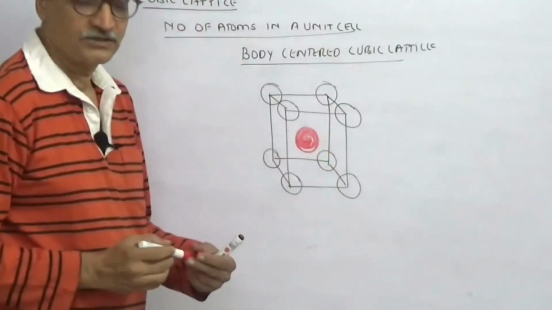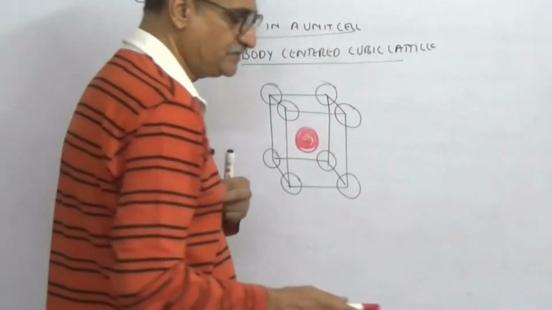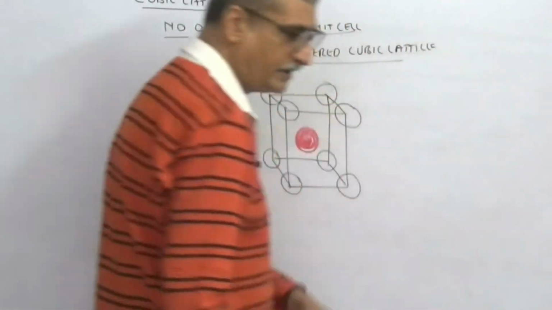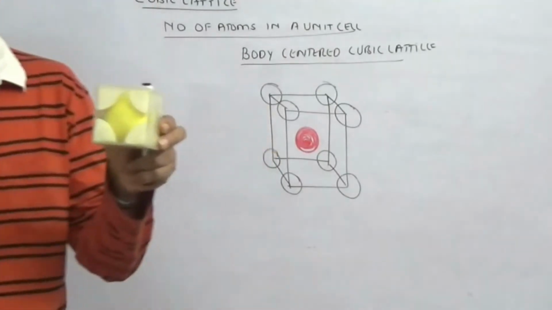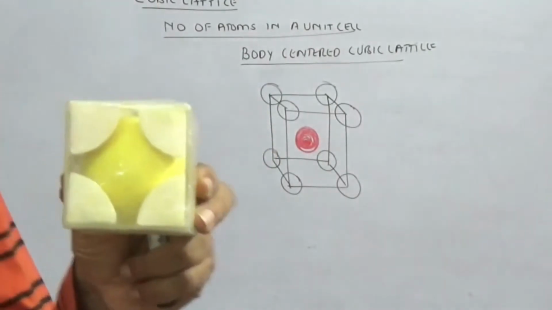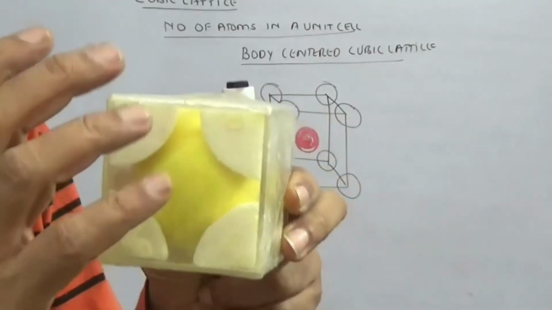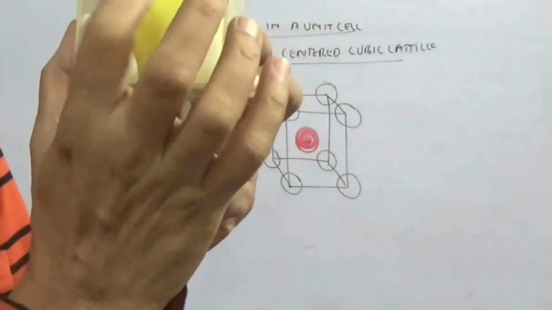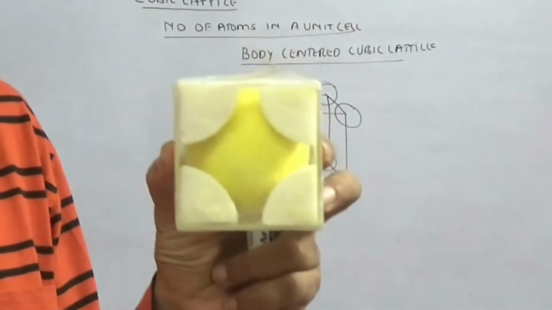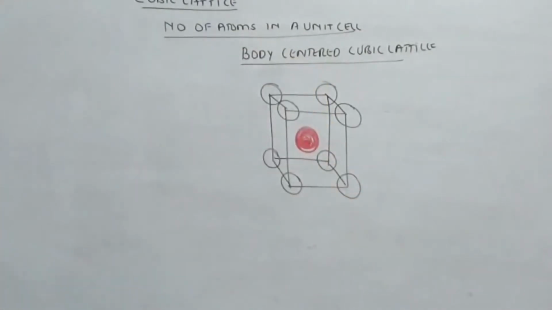Okay. So where are the atoms present? Atoms are present in 8 corners and one in the center. So look at this over here. Yes, we have the model. Atoms are present in 8 corners: 1, 2, 3, 4, 5, 6, 7, and one in the center. Is this point clear? So what is the calculation we have?